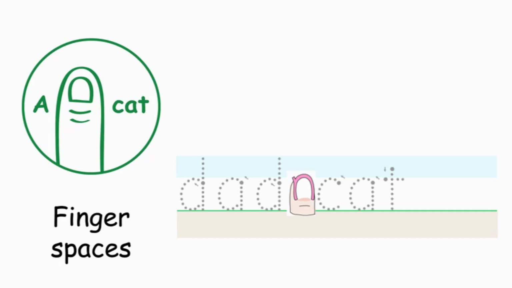Same like that. Here, a cat. So a is a word and cat is a word. So yes, I left a finger space between a and cat. So always remember to leave a finger space between words. Even when you write the letter A and again you are writing the same letter, you try to keep a space. That is finger space.